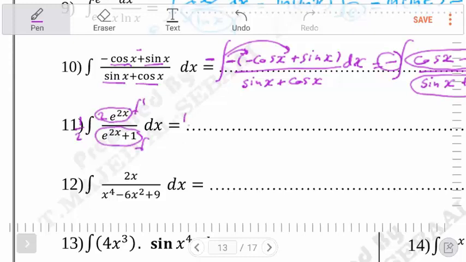Okay, it will be half len. What is the f? It is e to x plus 1 plus c. That's it.